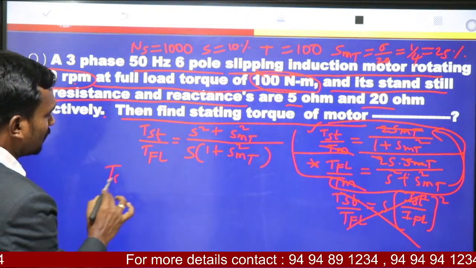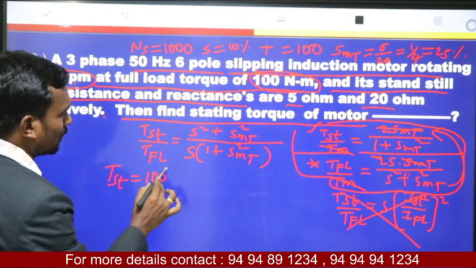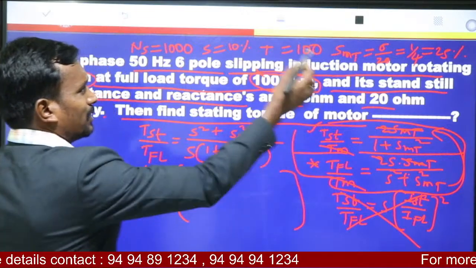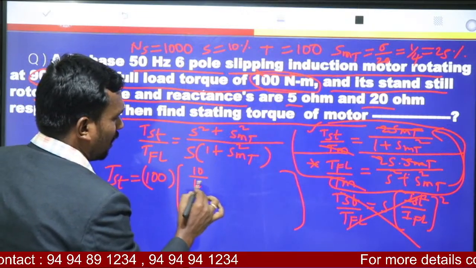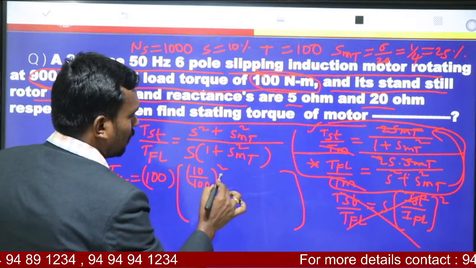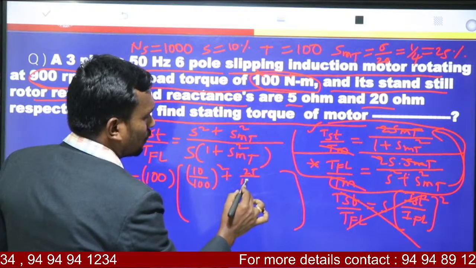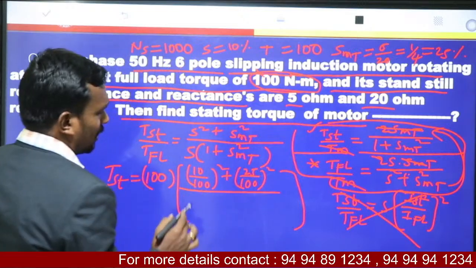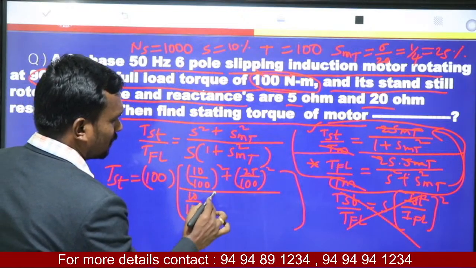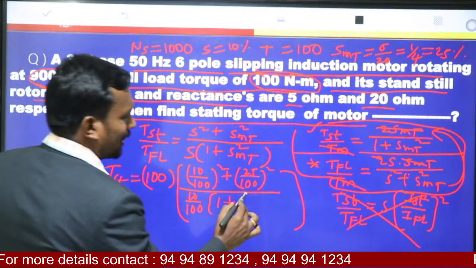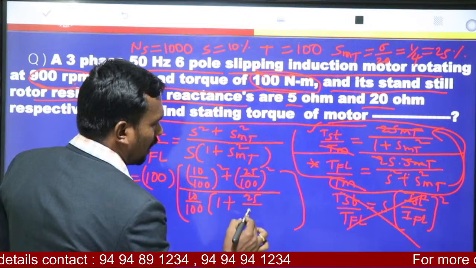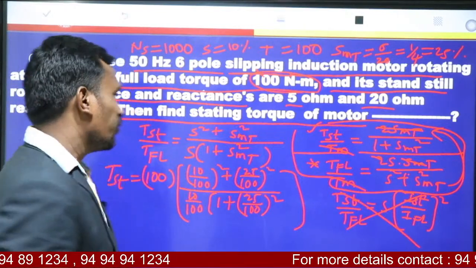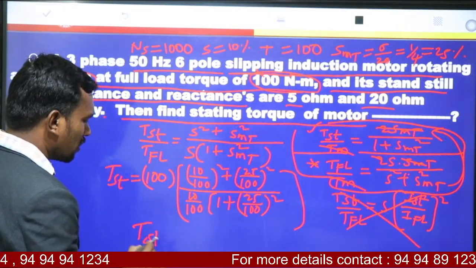The starting torque is equal to the full load torque, 100, into S square plus SMT square. S square is 10%, that is 10 by 100 whole square, plus SMT square, which is 25%, 25 by 100 whole square, upon S, which is 10% again, into 1 plus SMT square, 25 by 100 whole square. If you solve this, you can get the starting torque value.